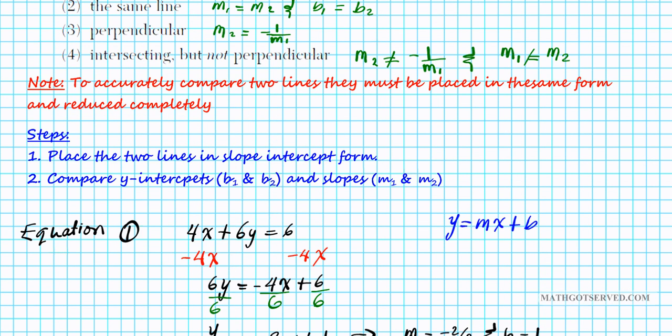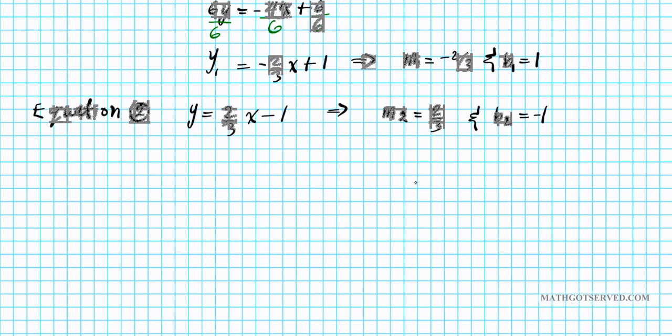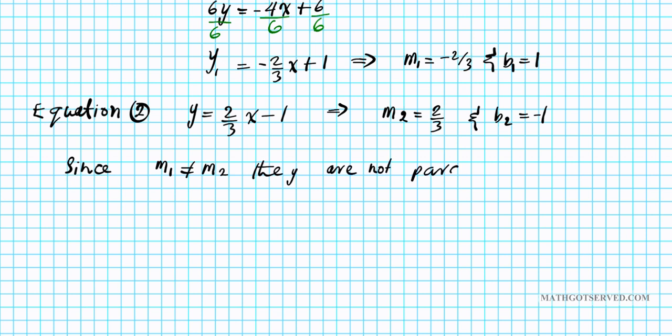Okay, option number 1. Are they parallel? In order for them to be parallel, M1 and M2 must be the same. Are they the same? Nope. So since M1 is not equal to M2, they are not parallel. So can option 1 be the answer? No, we eliminate option 1, cross that out.